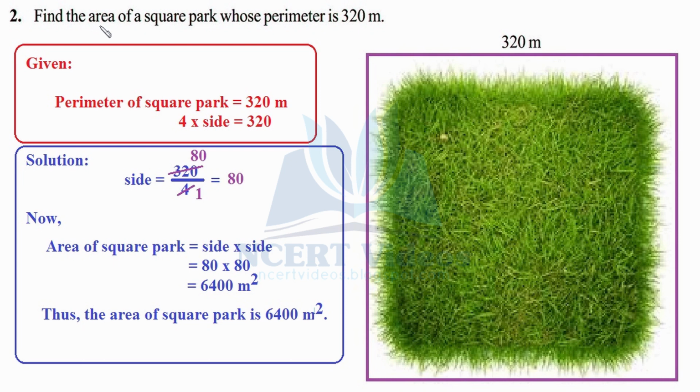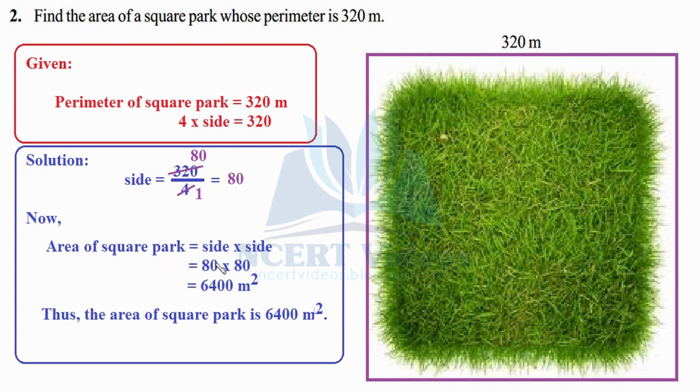So you have to think in your brain this way. For area, what do we need? We need side because area will be side square. That is length into breadth. Both are same. So 80 into 80 will give you area. Therefore, in this manner, you've got to think in order to tackle any question in mathematics.